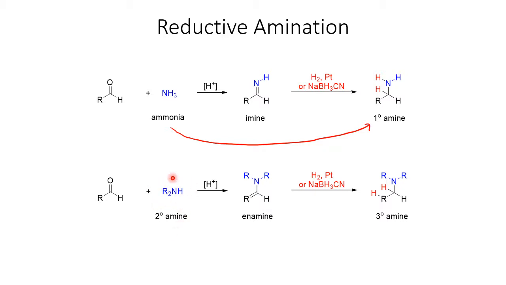We can also start with a secondary amine. Now we learned in a previous chapter that a secondary amine plus an aldehyde or ketone in the presence of an acid catalyst will form an enamine. Now an enamine still contains a double bond, so once we treat it with the reducing agent, we're going to get rid of that double bond and replace it with hydrogens. But again, starting with the secondary amine, we can generate a tertiary amine. So we can control the type of amine that forms by using a specific type of amine as a reactant.